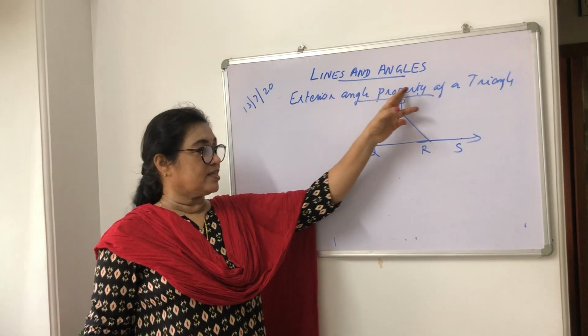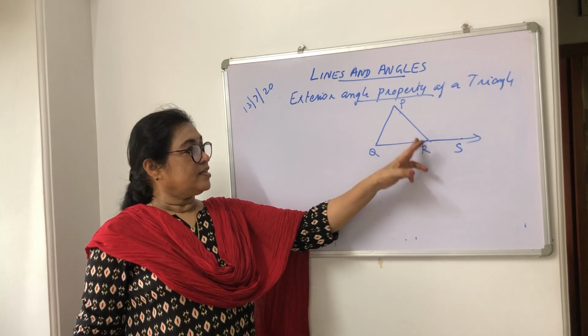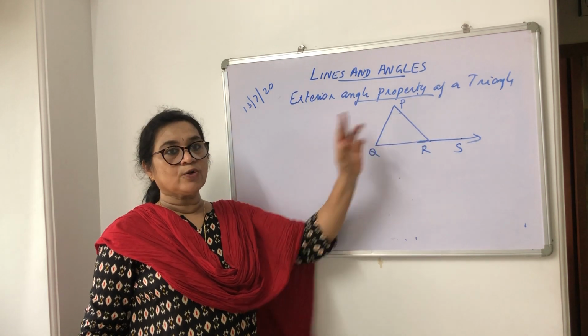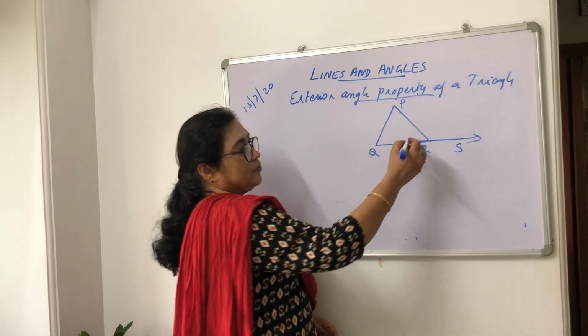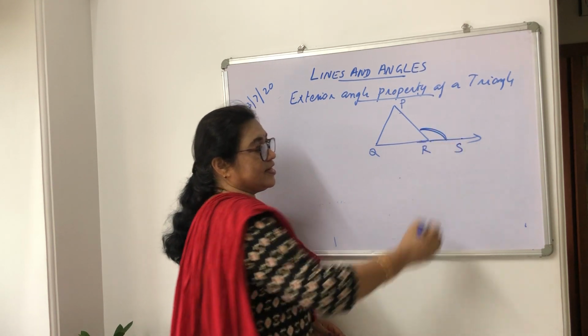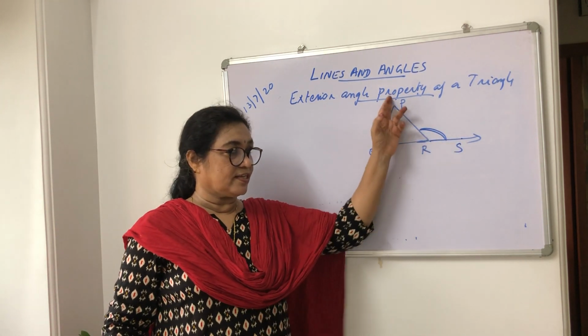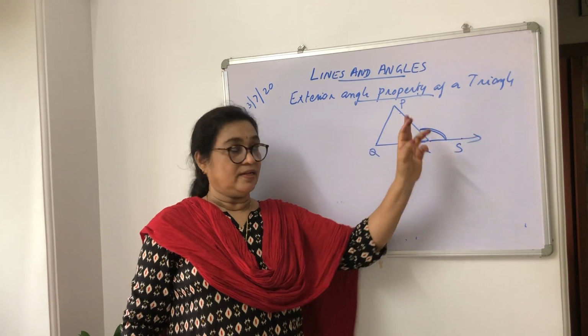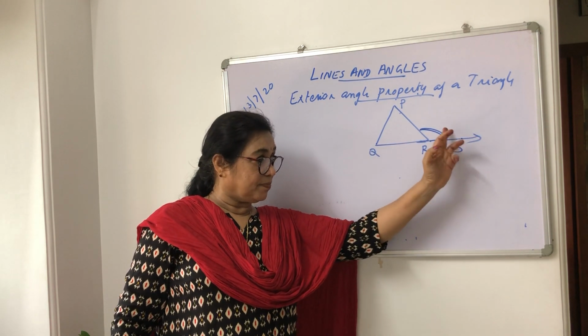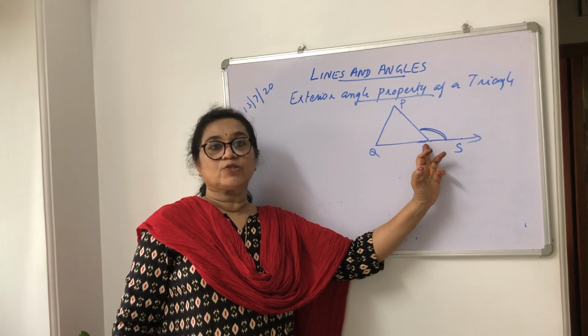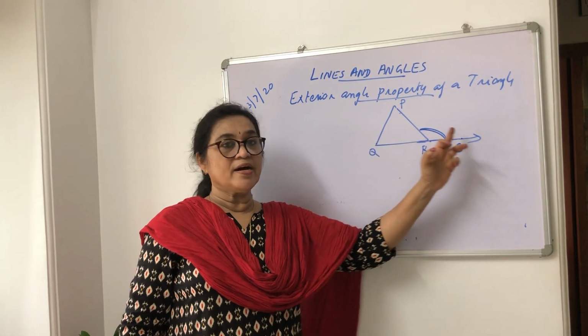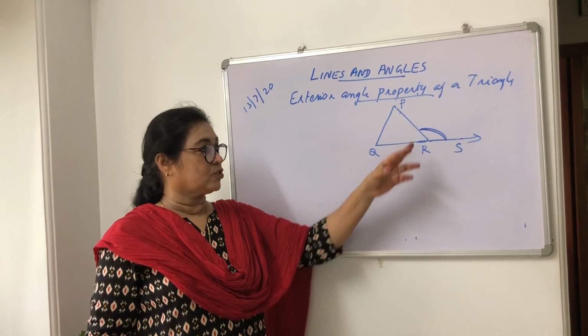So, this exterior angle is equal to the interior opposite angles. Suppose this one is an exterior angle at R. What is that? Of these three sides, one side I extend. This extended side makes an angle with one of the sides of the triangle. So, angle PRS is the exterior angle at R.